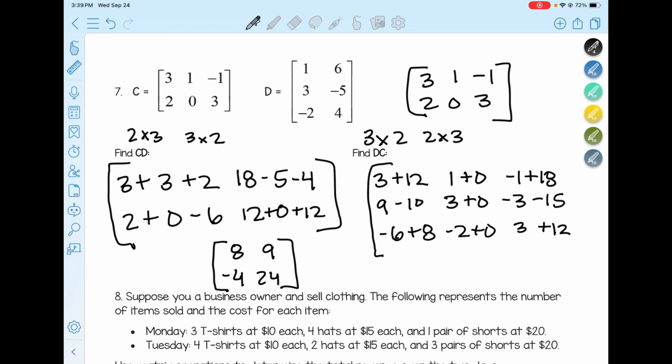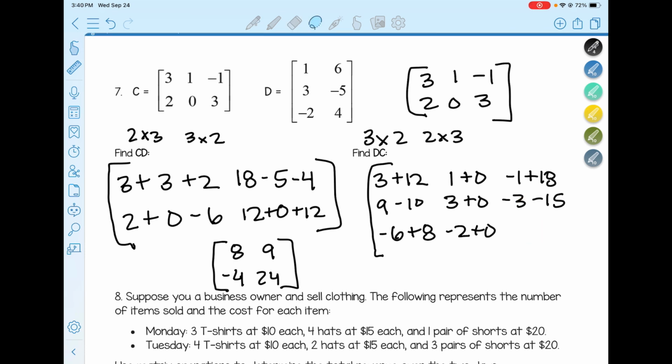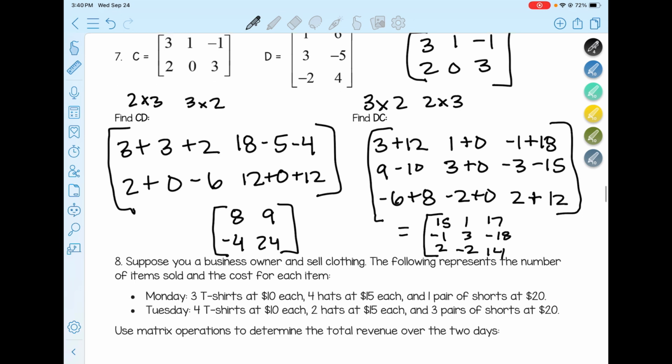I just messed that up, sorry. That should have been -2 times -1, which is 2, and then 4 times 3, which is 12. I can then go ahead and simplify this. So when I simplify it, I get 15, 1, 17, -1, 3, -18, 2, -2, and 14.